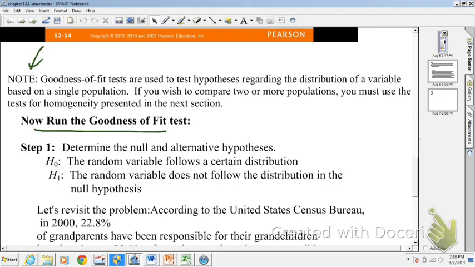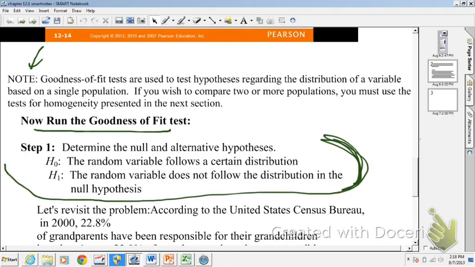So let's run the goodness of fit test. It's important to know what your null and research hypothesis is going to look like. So H naught is going to be the random variable follows a certain distribution, and H1 is going to be the random variable does not follow the distribution that is stated in the null hypothesis.